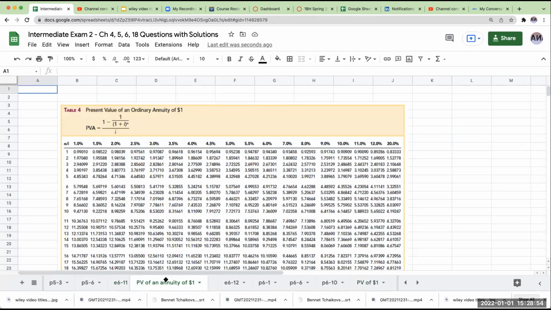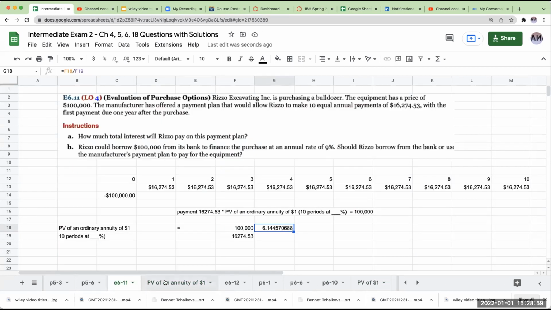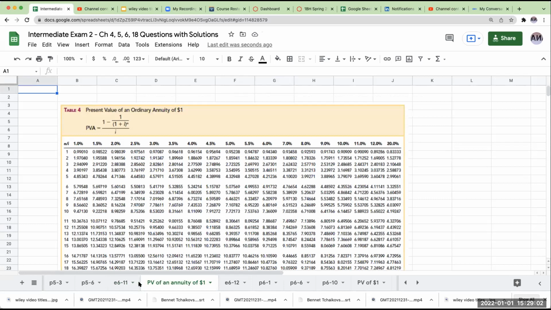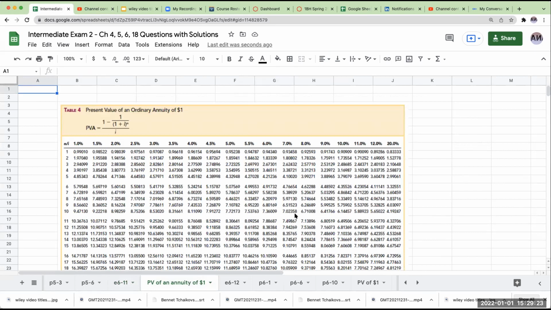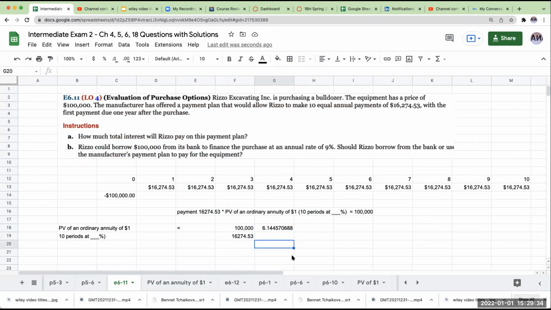Now I'm going to go over to my present value of an ordinary annuity of $1 table, and I'm going to go hunting. What am I hunting for? I'm hunting for an interest rate. So in the table I see this 10, the number of payments that are going to be made. We've got 10 payments here, and the value I'm looking for is 6.144570688. So let's go over here. I got 6.14, right over here. So there's an implicit interest rate in this particular question of 10%.